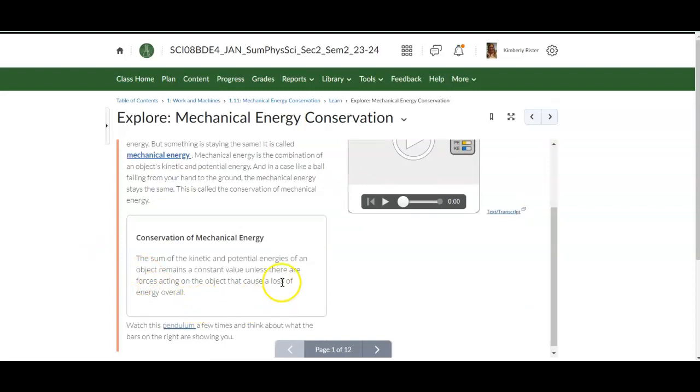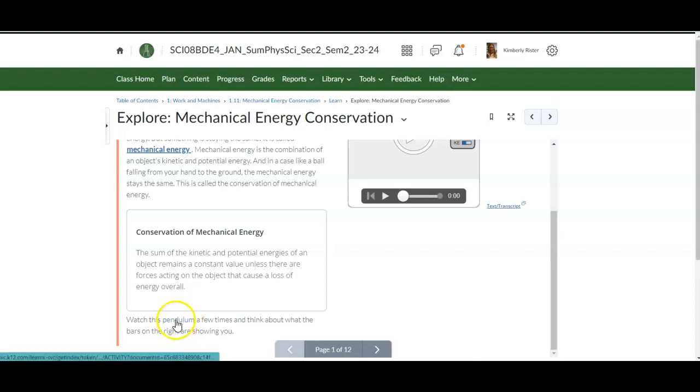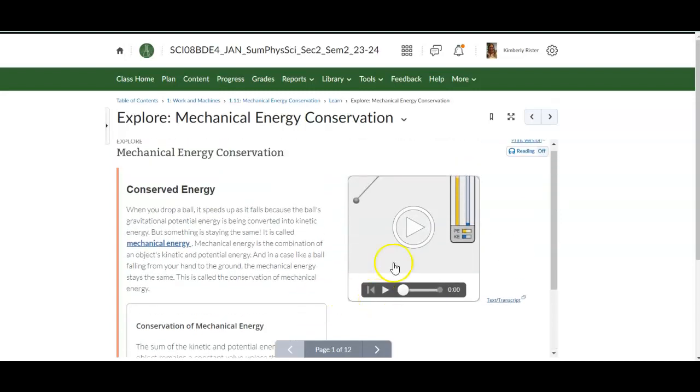So here's another definition that you probably want in your notes. You could take a screenshot of that, paste it over if you want it. But it's the sum of the kinetic and potential energies of an object remain at a constant value unless there are forces acting on the object that cause a loss of overall energy. That kind of sounds like Newton's first law, if you remember. And then watch the pendulum. So we're going to watch that in this video over here a few times. It says think about what the bars on the right are showing you. Okay, so if we look over here, we're going to be watching potential and kinetic energy as the pendulum swings.